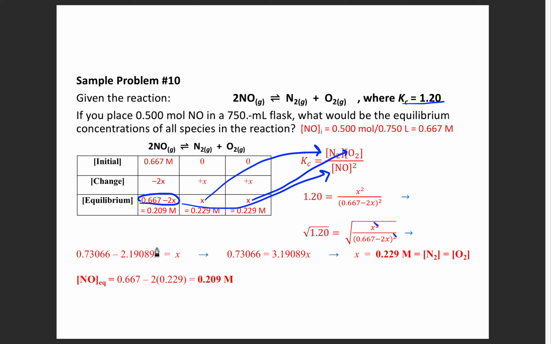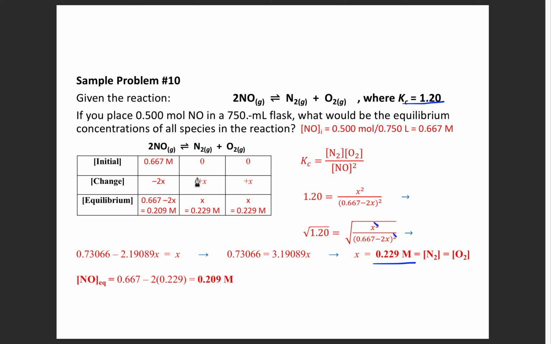So once you do that, you can take this value and bring it to the other side by adding 2.19089 to the other side, and that's going to give you this. Then we need to get x by itself by dividing both sides by 3.19089, and that'll give us the answer here. Now, we solved for x. We solved for this, and we solved for this. So let me get rid of some of this, get this out of the way so we can see a little better. All right, so we solved for x. So the concentration of oxygen, right, is 0.299 moles per liter.